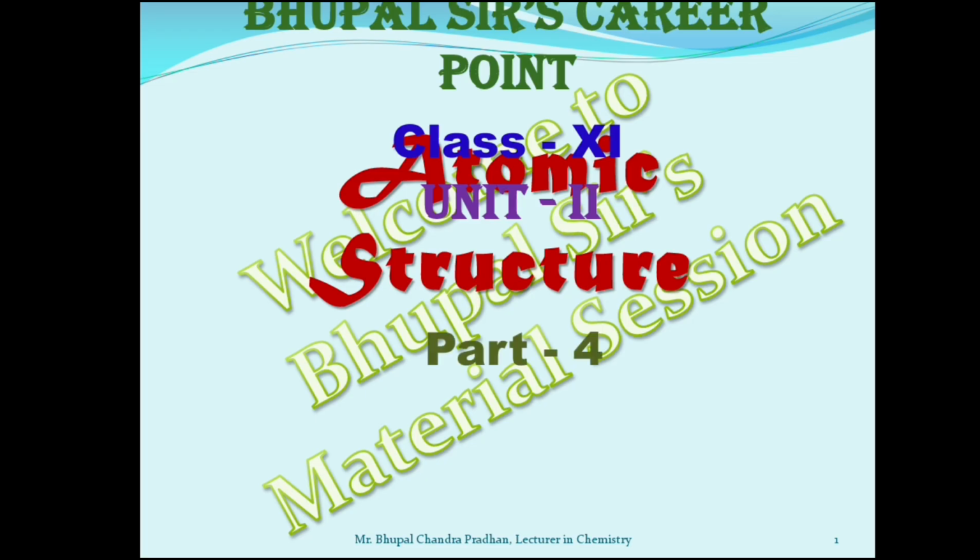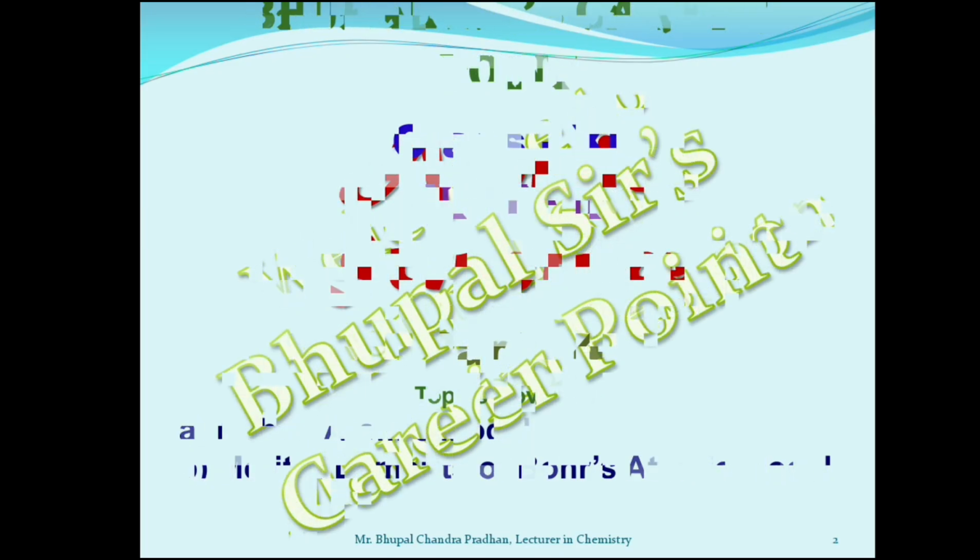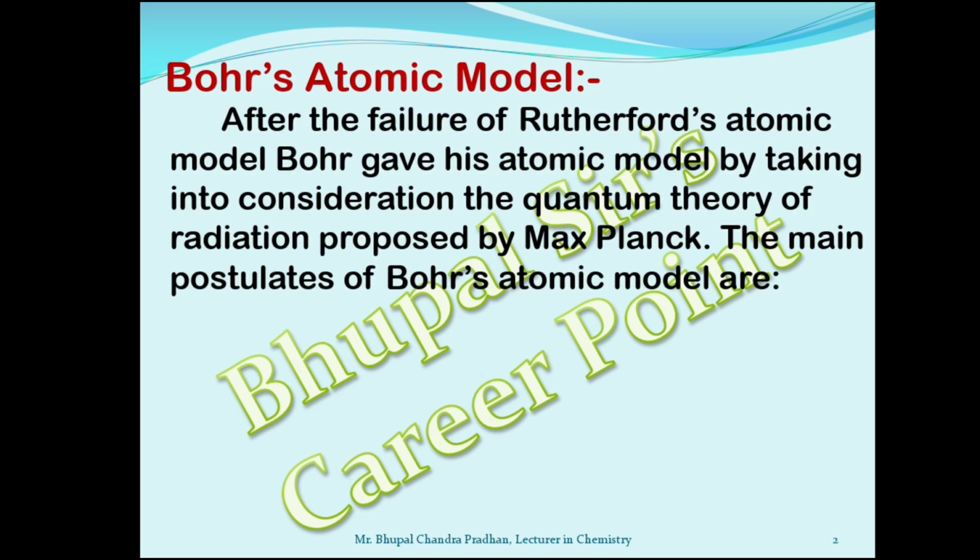This is the fourth video of this chapter, covering the topics Bohr's atomic model, its merits and demerits. Let's come to know what Bohr's atomic model is. The first atomic model was given by J.J. Thomson. After his failure, Rutherford gave his atomic model. And after the failure of Rutherford's atomic model, Niels Bohr gave his atomic model by taking into consideration the quantum theory of radiation proposed by Max Planck.